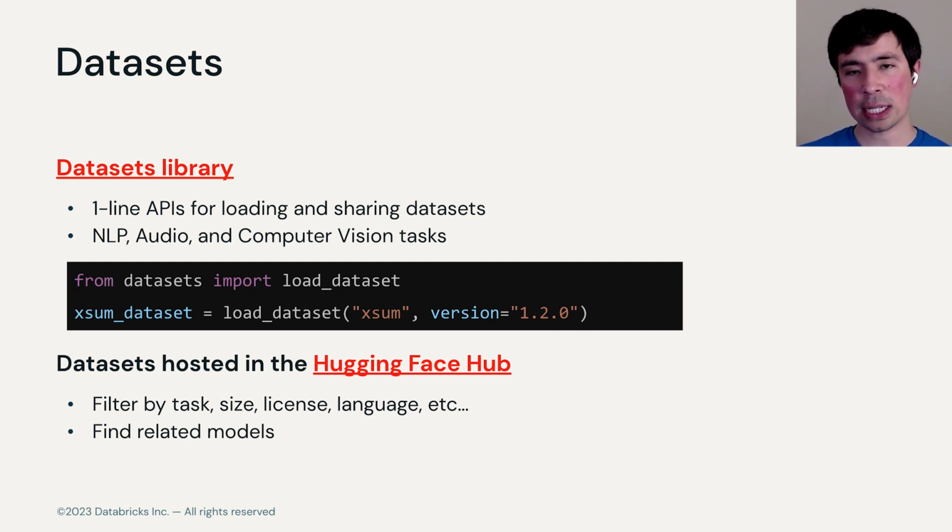These datasets are hosted in the Hugging Face Hub, and that lets you in the UI filter by things like task, size, license, language, and so forth, and also find related models, which can be very useful. This has been a whirlwind tour of the Hugging Face libraries and tools. Next, we're going to get into the task of selecting the right model.